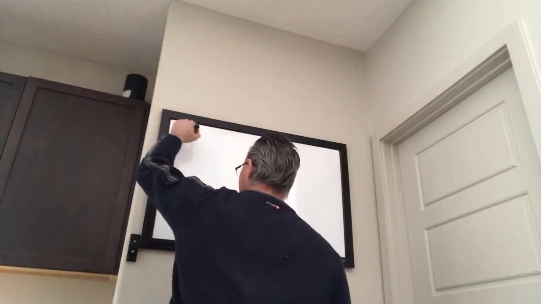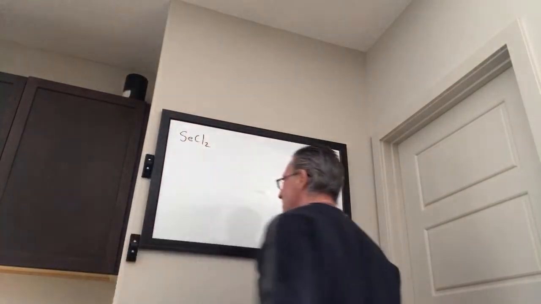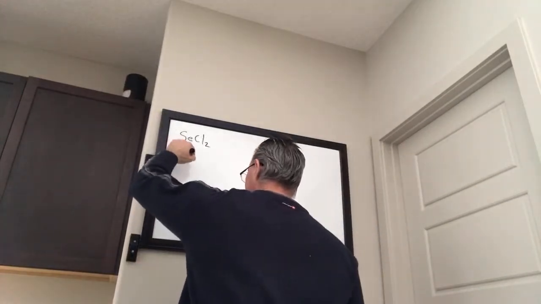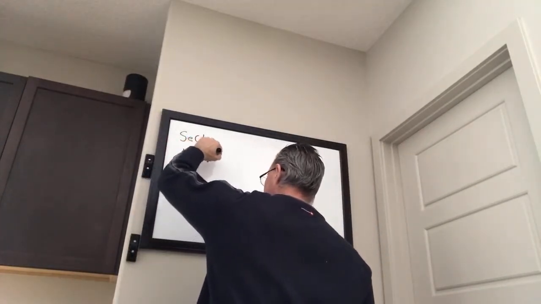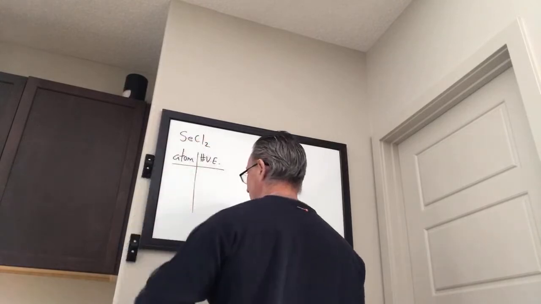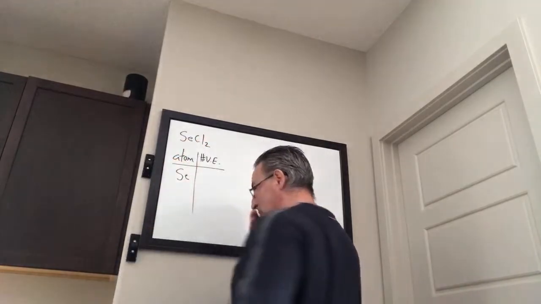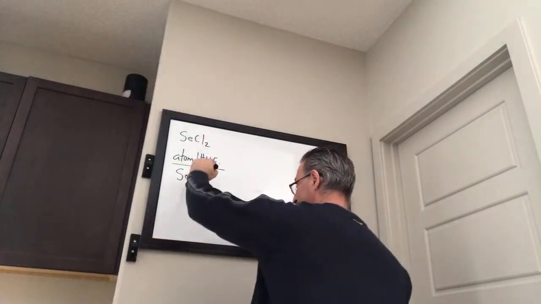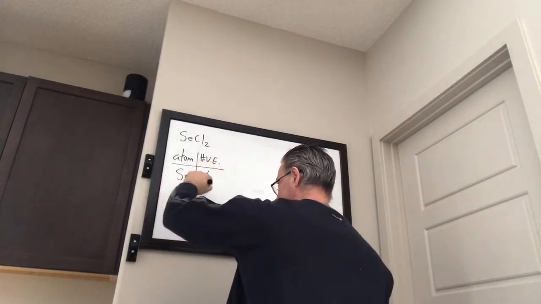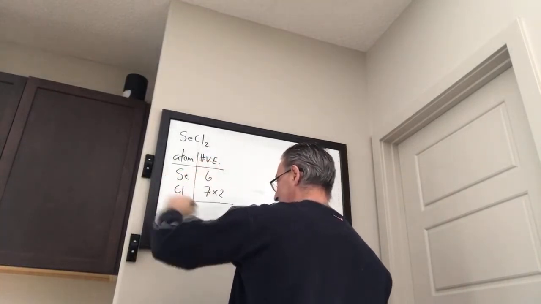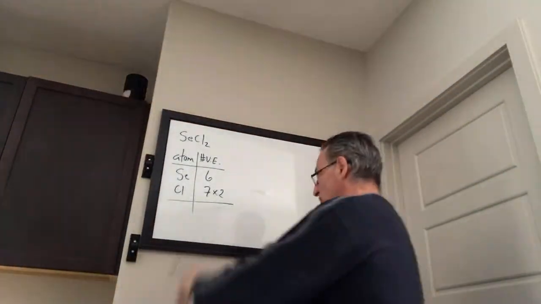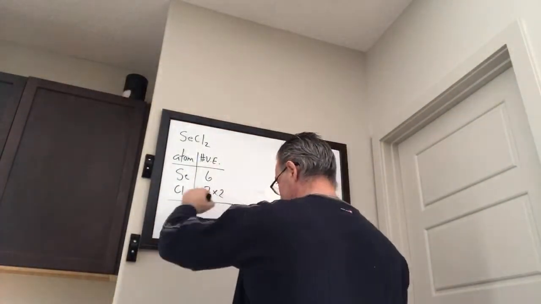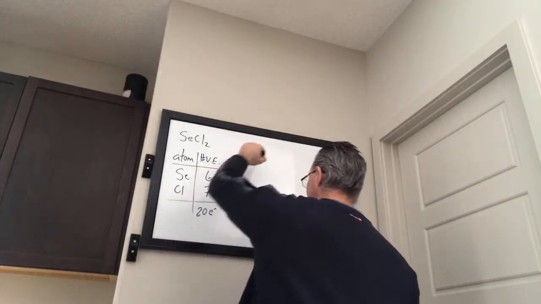SeCl2, selenium dichloride. So, selenium is a chalcogen. It's going to have 6 electrons. Chlorine is 7. You got 2 chlorine atoms. So, is there a charge on selenium dichloride? No. So 2 times 7 is 14, plus 6 gives you 20 electrons total.